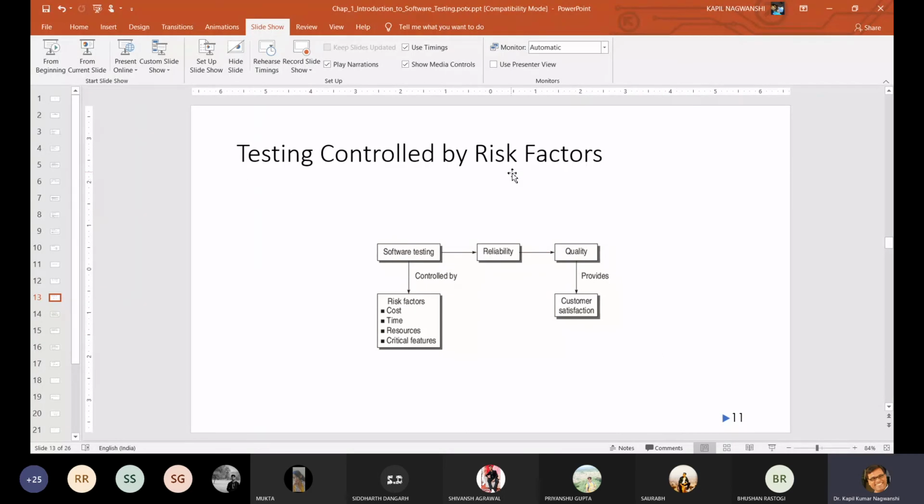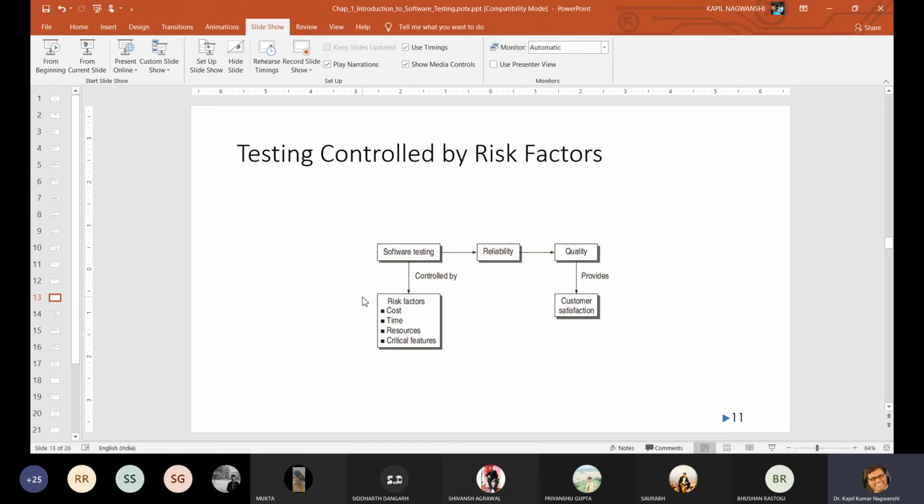Testing is controlled by risk factors. So how do we check? There are a variety of risk factors like cost, time, resources, and critical features of that software. So software testing is controlled by these risk factors. Time is the ultimate factor.